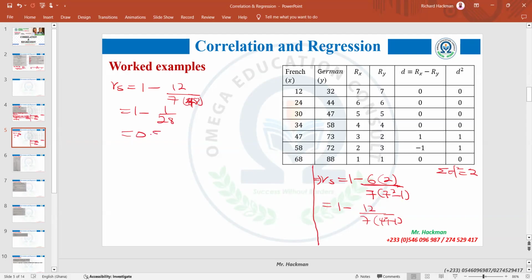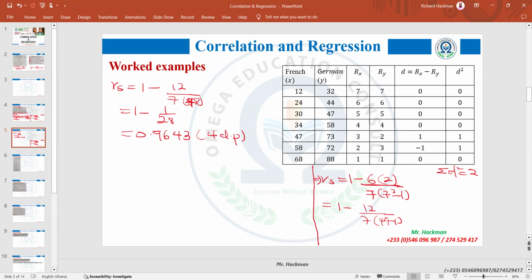0.9643. Okay, and that will be 4 dp. Don't forget you approximated, so 4 dp.